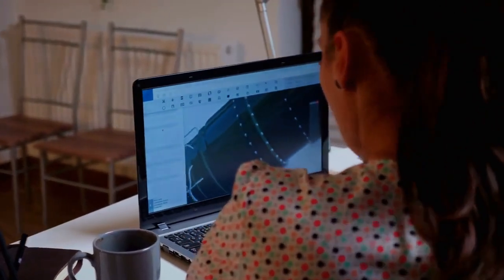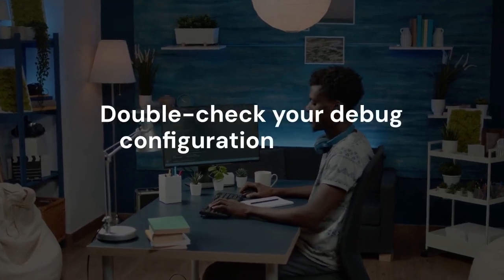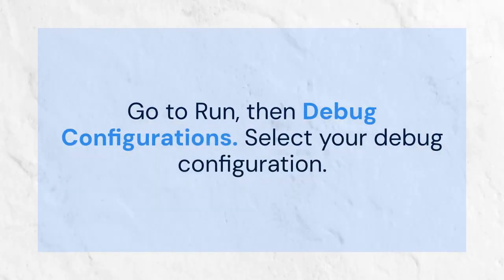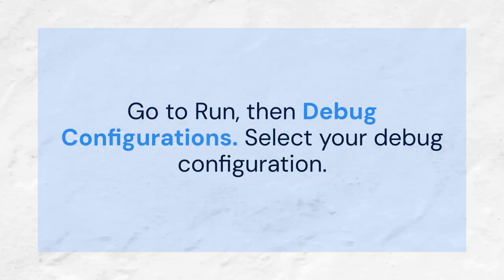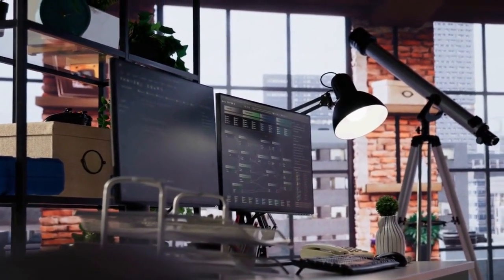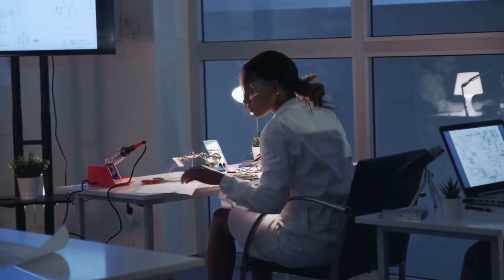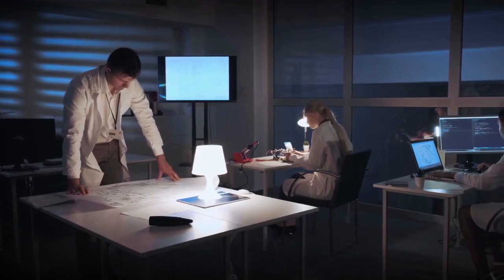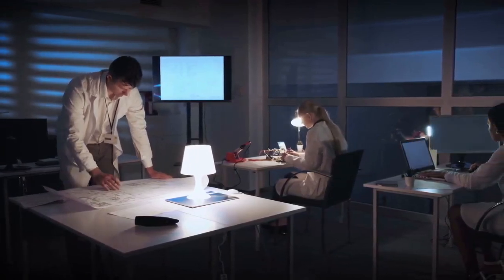A common reason is incorrect debugger configuration. Double-check your debug configuration in STM32CubeIDE. Go to Run, then Debug Configurations. Select your debug configuration. Verify that the debugger tab is correctly set up for your ST-Link or other debugging probe. Ensure the interface, SWD or JTAG, is correctly chosen. Also, confirm that the serial wire viewer settings are compatible with your microcontroller's hardware.